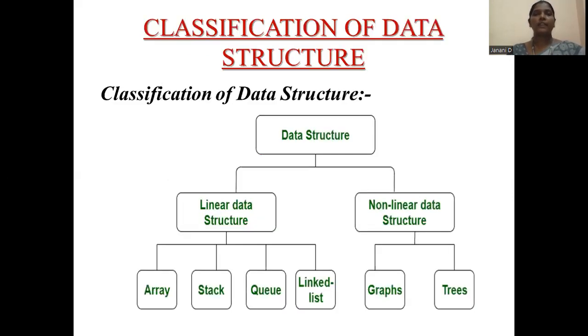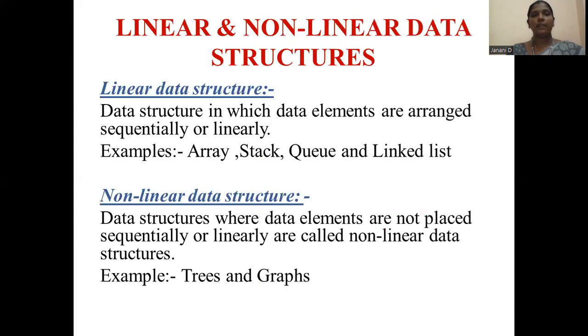Next, classification of data structure. It has two types: one is linear data structure and the other is non-linear data structure. Linear data structures are arrays, stacks, queues and linked lists. Non-linear data structures are trees and graphs. Next, what is a linear data structure? In a linear data structure, the data elements are stored sequentially, that means in one particular order. In a non-linear data structure, the data elements are not stored in sequential or linear order.